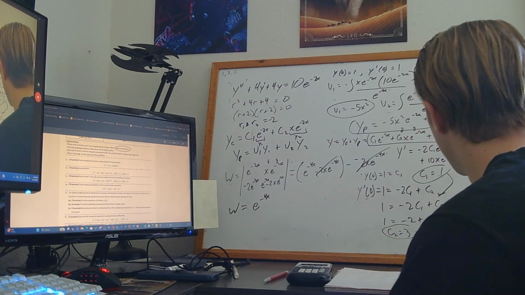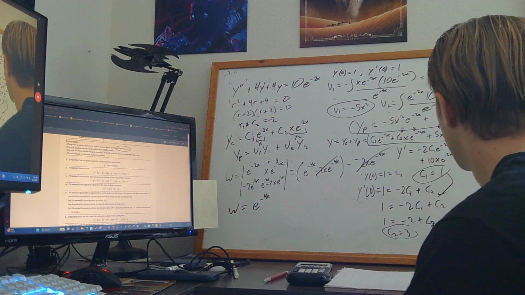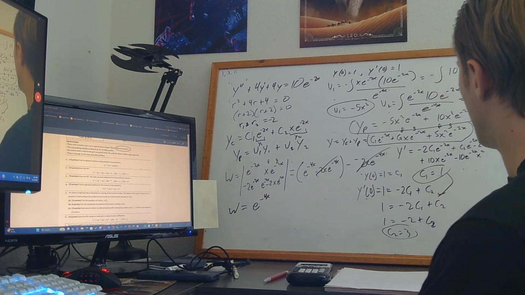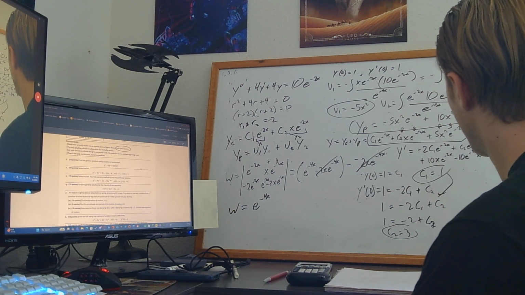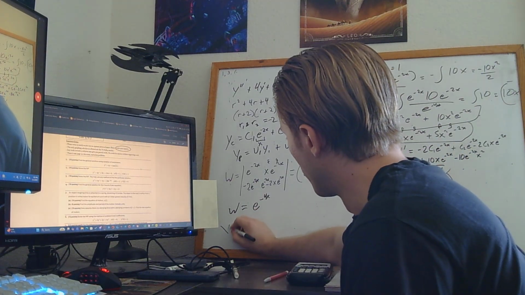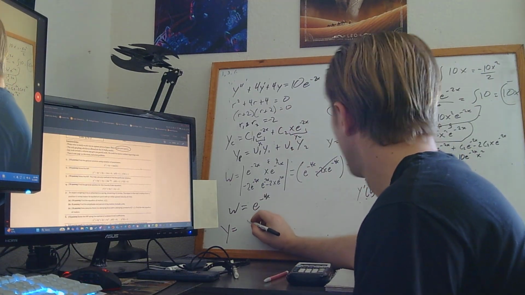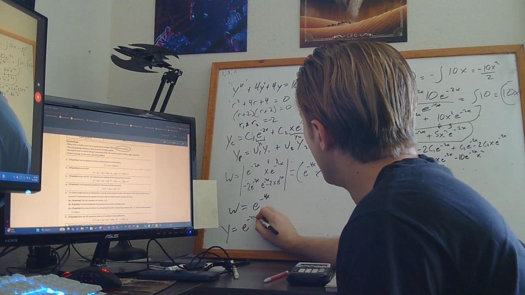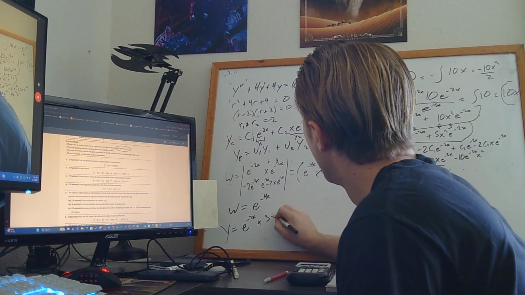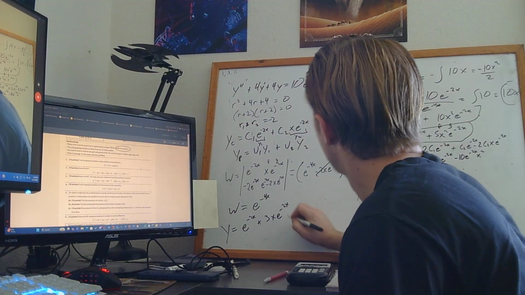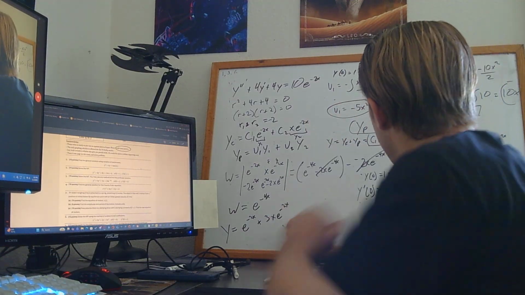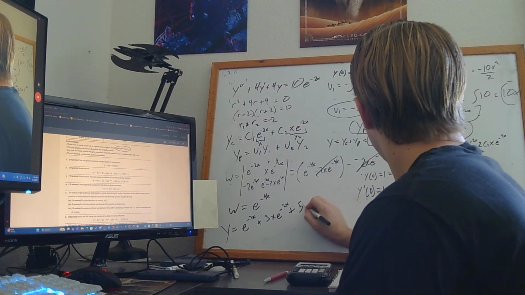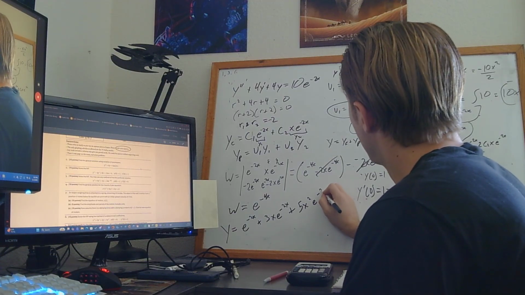Unless I'm missing something here. Alright, yeah, so we got C2 equals 3. So the final solution is y equals e to the minus 2x plus 3x e to the minus 2x plus 5x squared e to the minus 2x.